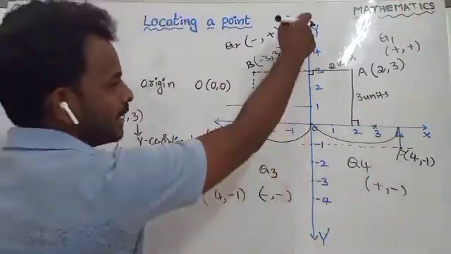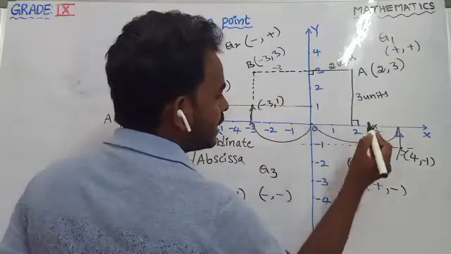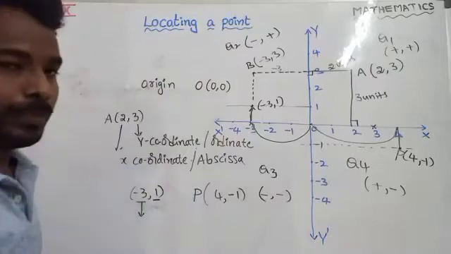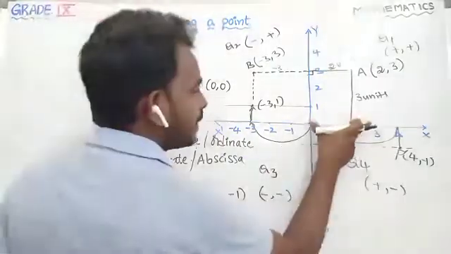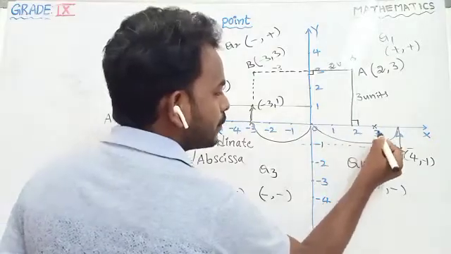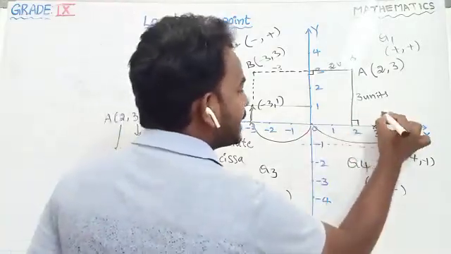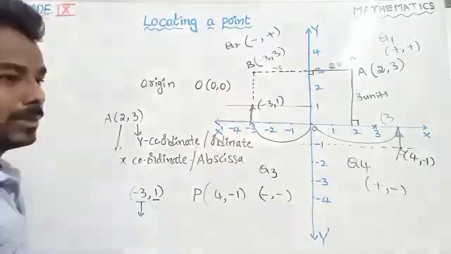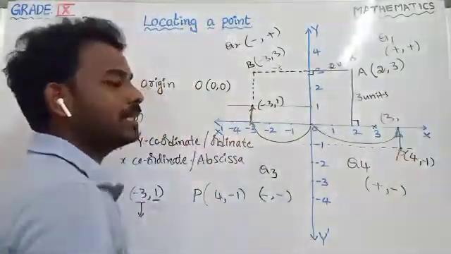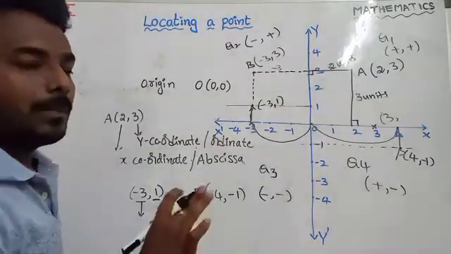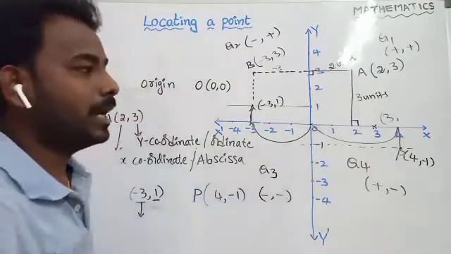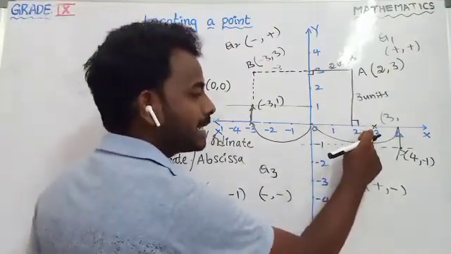Okay, similarly, what is the perpendicular distance of this point from the y axis? The y axis is here. From 0 to 1, 1 unit; 1 to 2, 2 units; 2 to 3, 3 units together. So first we write that as the x coordinate. And what is the y coordinate of this point? The perpendicular distance of this point from the x axis.